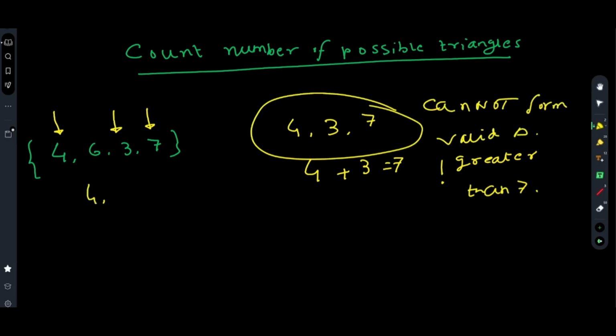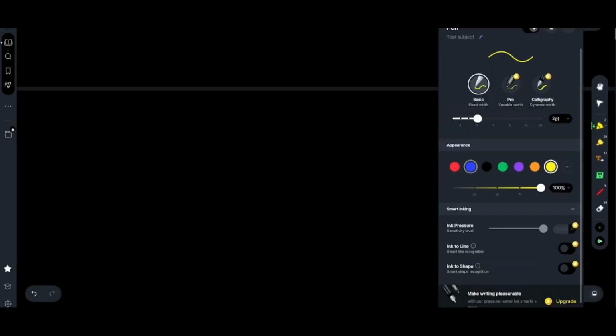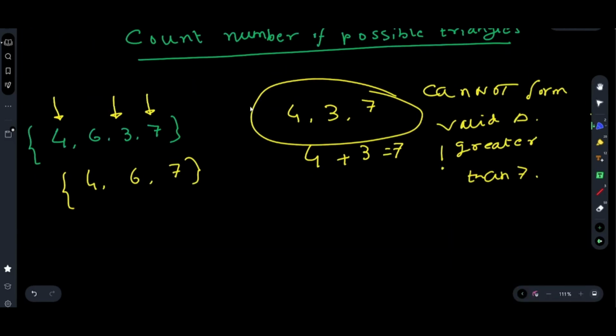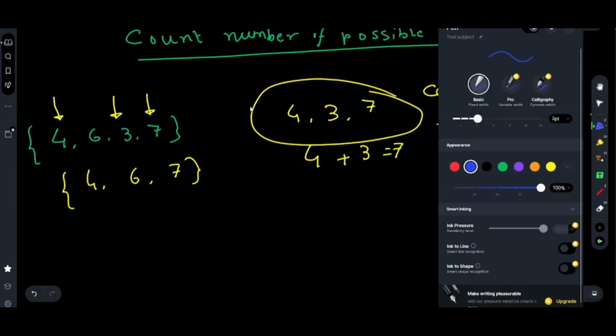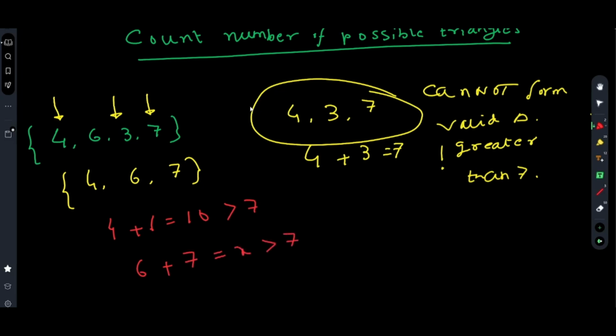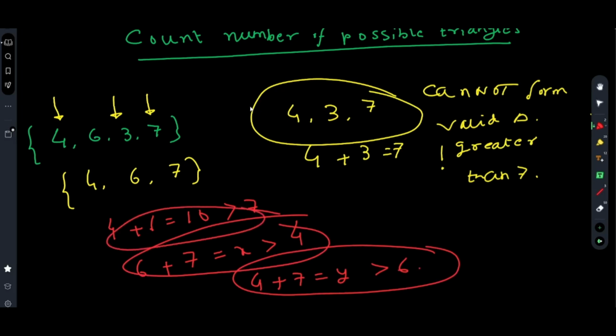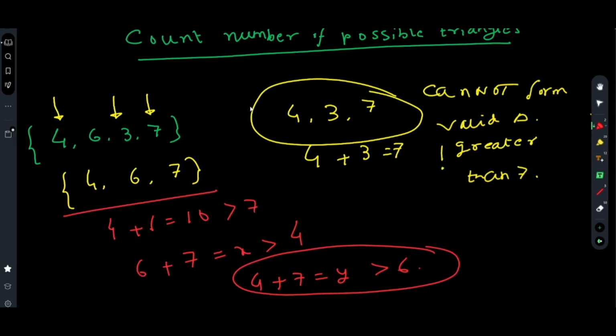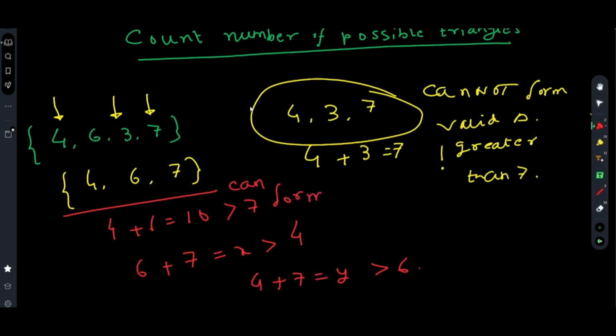Let us say you take 4, 6, 7. Here you can see that 4 plus 6 is 10, which is greater than 7. 6 plus 7 will obviously be greater than 4. And 4 plus 7 will obviously be greater than 6. These 3 conditions are satisfied, and therefore this can form a valid triangle.